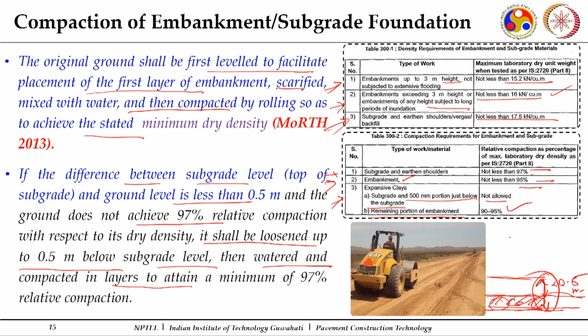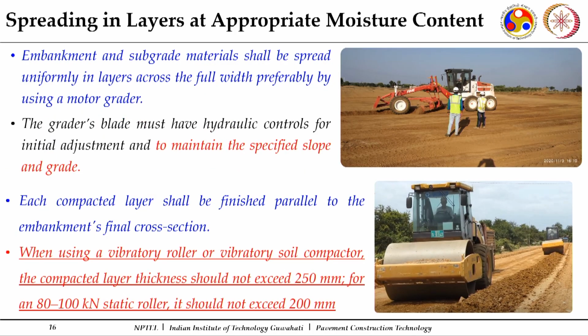There may be a case that your subgrade top is very close to the existing ground level. In that case you have to cut it down to a depth of 0.5 meter, the entire soil has to be cut down, and then the construction has to be brought up from this thickness to your subgrade top. Here, when you are spreading the material, one important aspect is how you spread it and how you reach your optimum moisture content.